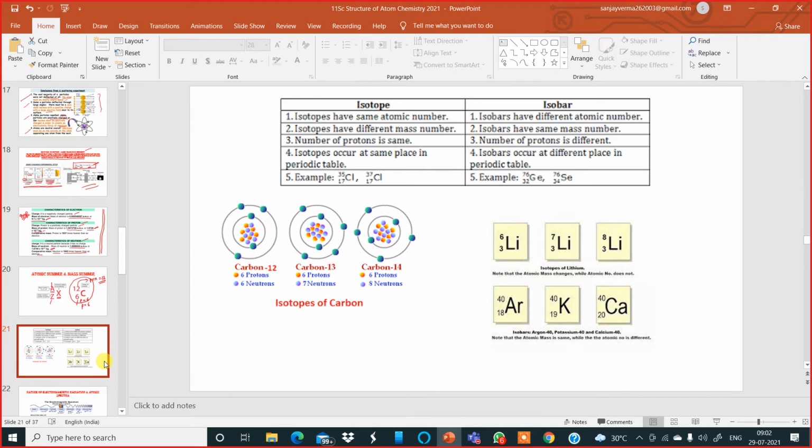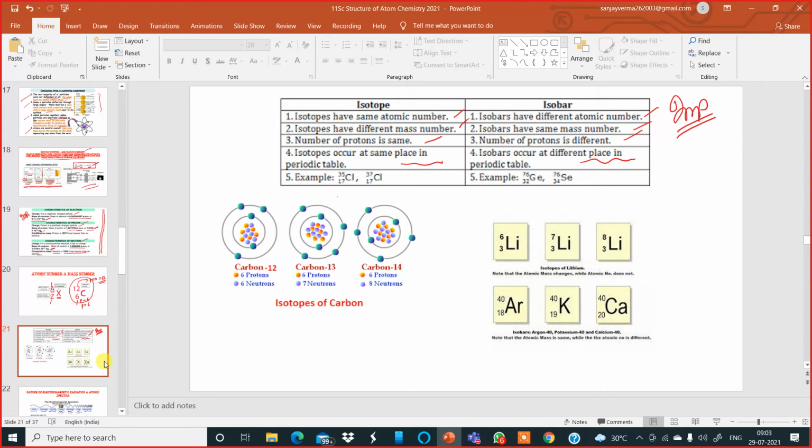Moving to our next slide, we have isotope and isobar, a very important concept to be remembered by all of you. Isotopes, as you have learned in class 9, have the same atomic number, but their mass number is different. But isobars have different atomic numbers, but the same mass number. In isotopes, the number of protons is the same, but in isobars, the number of protons is different. Isotopes occur at the same place in the periodic table, but isobars occupy different positions in the periodic table.